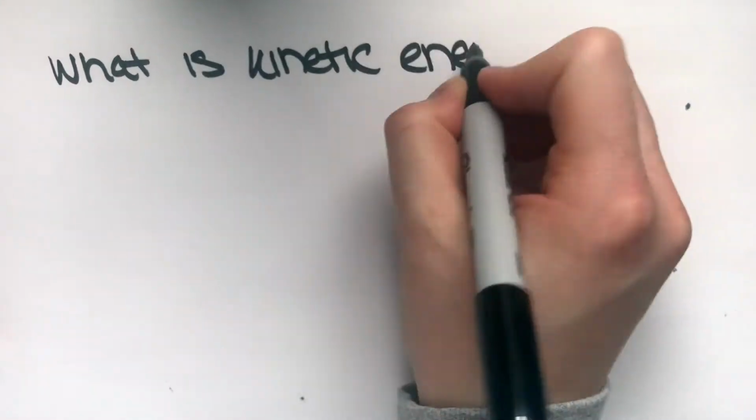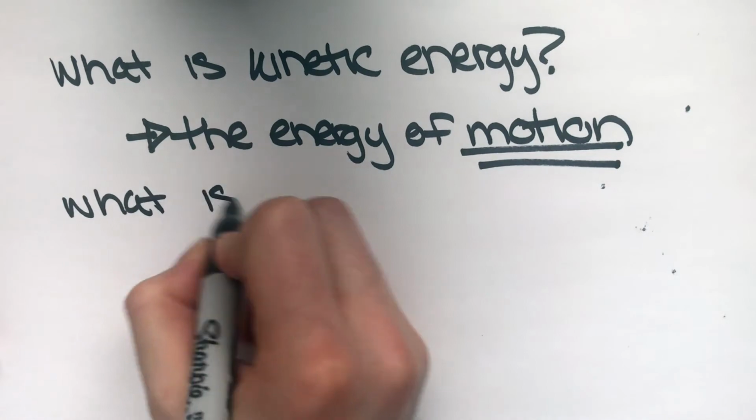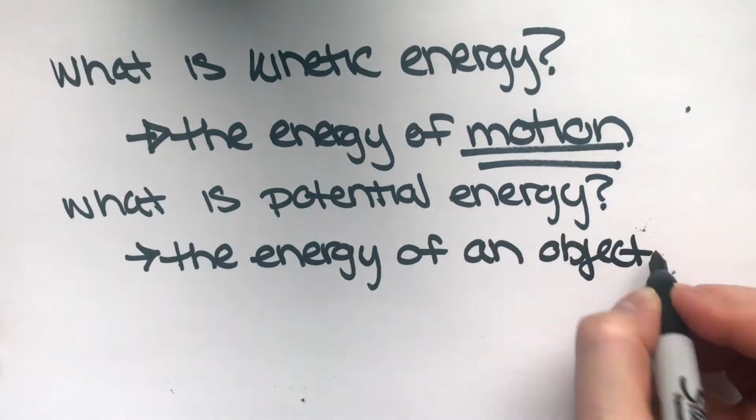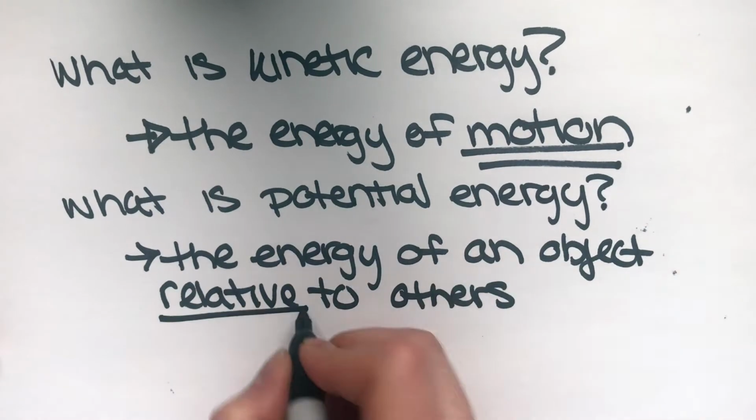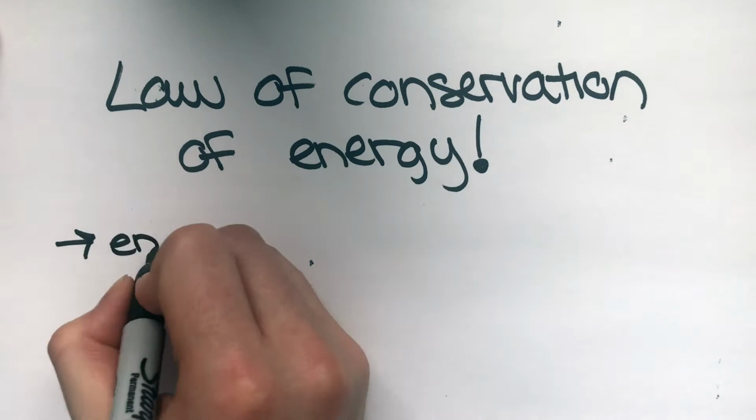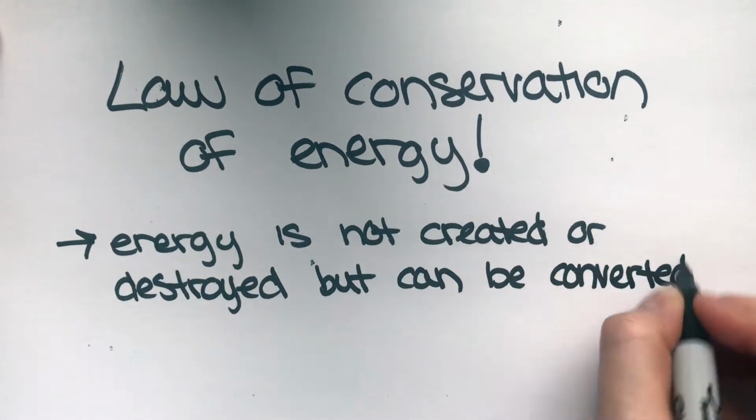So what is kinetic energy? As I mentioned earlier, kinetic energy is the energy of motion. What is potential energy? Potential energy is the energy of an object relative to its surroundings. According to the law of conservation of energy, the total amount of energy is conserved. Energy never disappears, it just changes to another form.